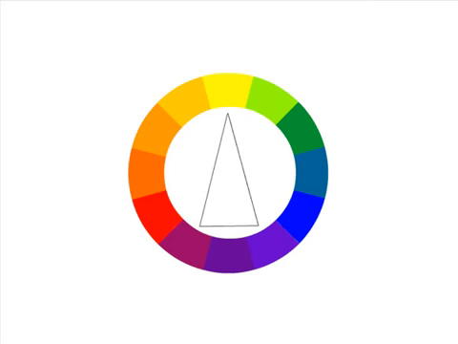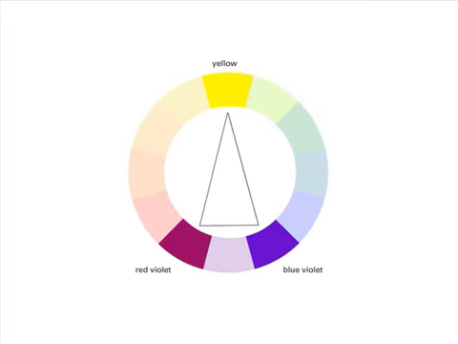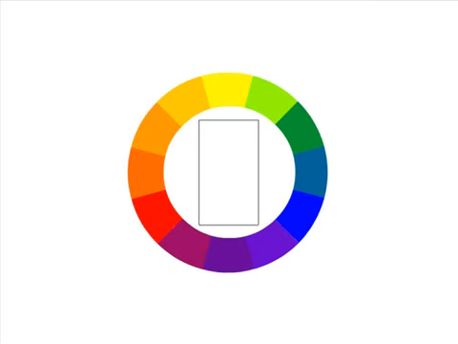An isosceles triangle creates a split complement harmony. It's formed by first picking two complementary colors, like yellow and violet in this example. One complement is used in the harmony, in this case yellow, and the two adjacent tertiary colors of the other complement finish it off.